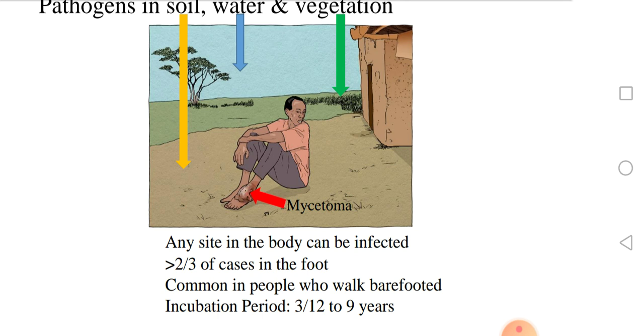The incubation period of the disease ranges from 3 months up to 9 years. The incubation period is the duration of time starting from the time of infection up to the time of the first appearance of the clinical disease.